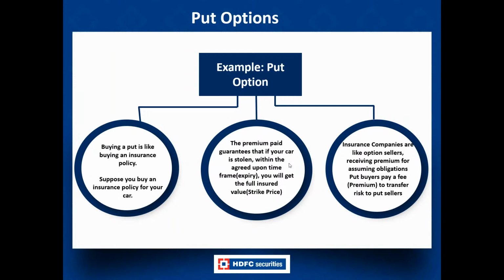Now suppose you must have got vehicle insurance. Once you buy any kind of vehicle insurance, you pay a premium to that insurance company. So here also, if you buy a put option, you pay a premium. And once you buy vehicle insurance, the insurance company will assure you that if anything happens to your vehicle, if it gets stolen or suffers any kind of damage, then the insurance company will compensate you.